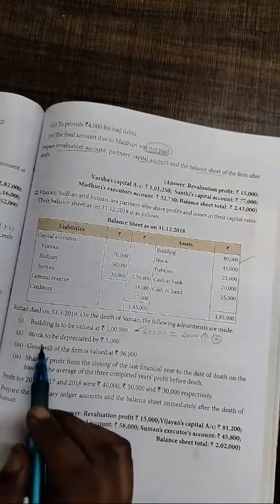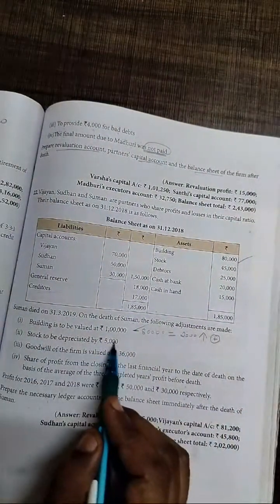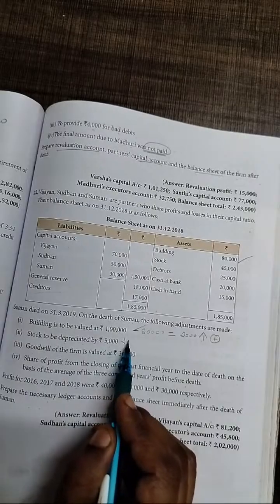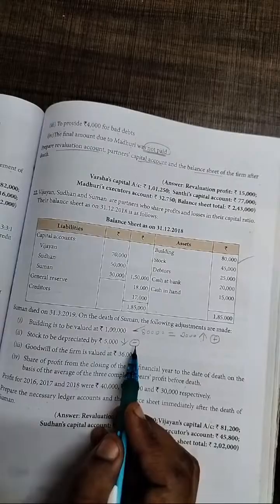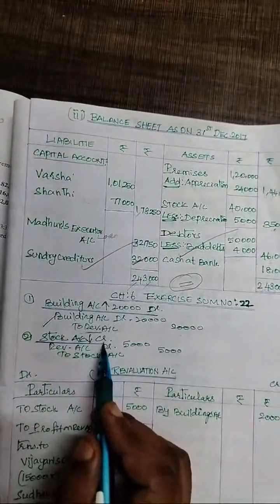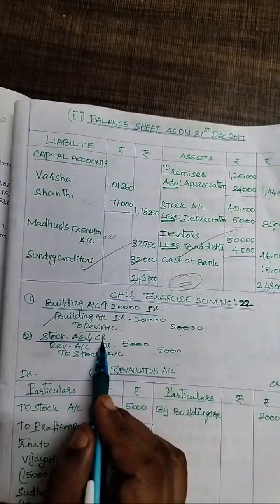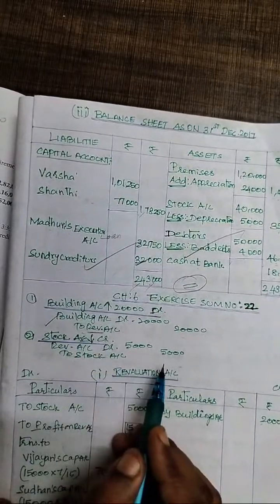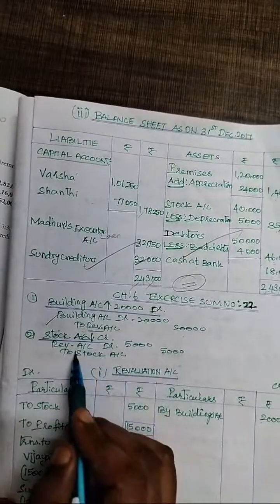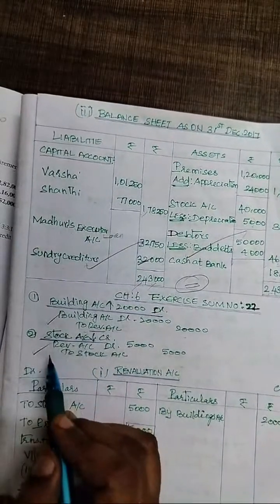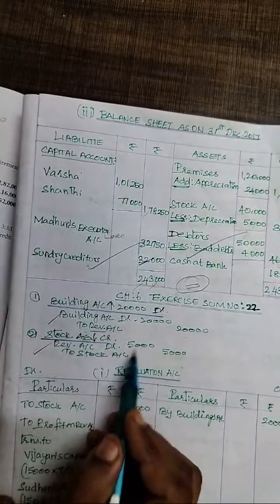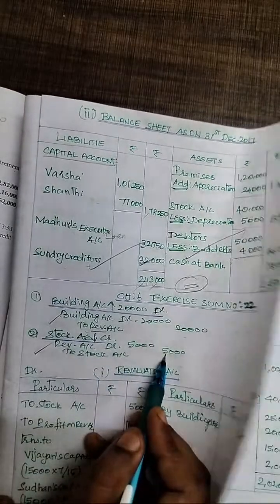Let's come to the next adjustment. The stock to be depreciated by 5,000 rupees. Stock depreciated means stock value decreases, which means it is subtracted. If the stock value decreases, it will be credited. So stock value 5,000 rupees credited. Which account is to be debited? Revaluation account is to be debited. Let's take this transaction: revaluation account 5,000 rupees to stock account 5,000 rupees.